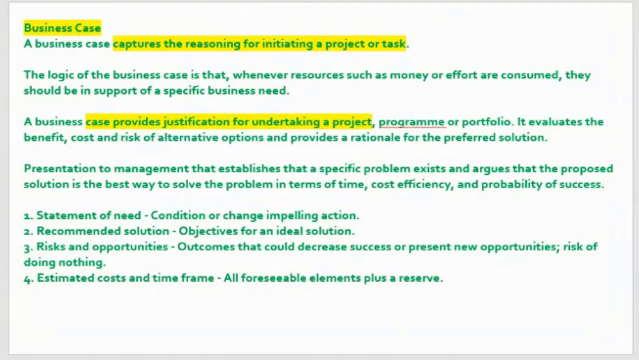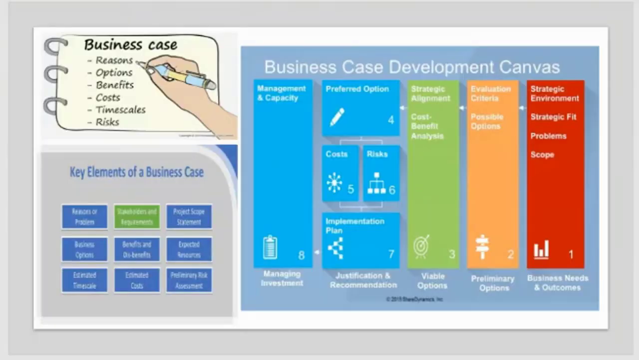And then in a business case, you should have your statement of need, recommended solution, the timeline, the risk, the opportunities, the estimated cost and time frames. And this is exactly what it looks like, the key elements of a business case. We see reasons, options, benefit, cost, timescales, risk. But here is where I want you to look at.